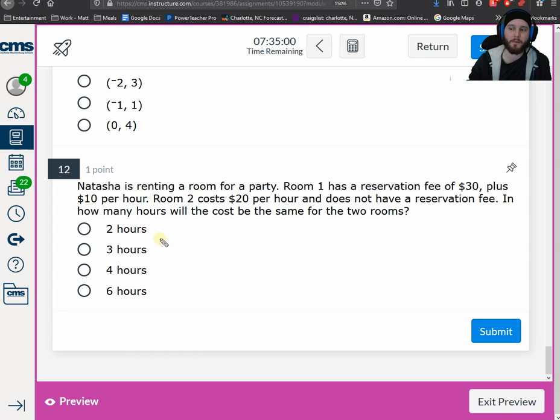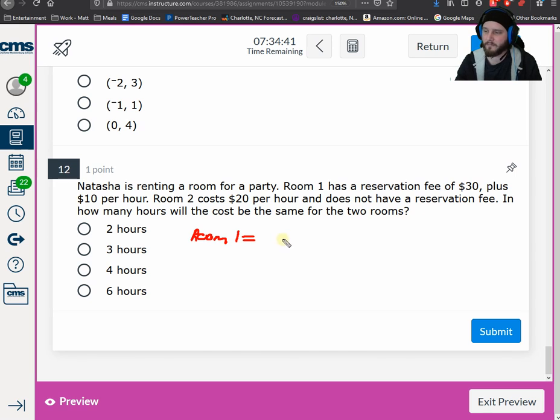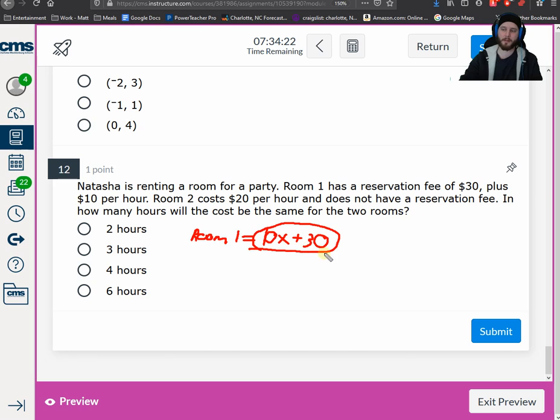Okay, so let's think about what that would look like in an equation. Room 1 is equal to $30 plus $10 per hour. How many hours? We don't know. But we know that room 1 is $30 plus $10 an hour. So here's my equation for room 1. It's $10 an hour plus 30 bucks.